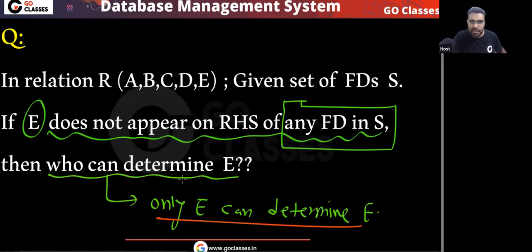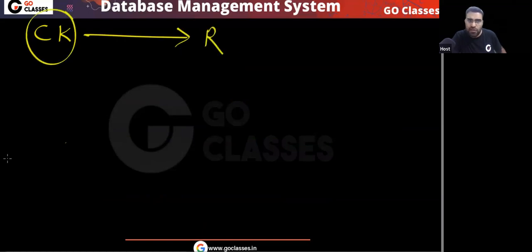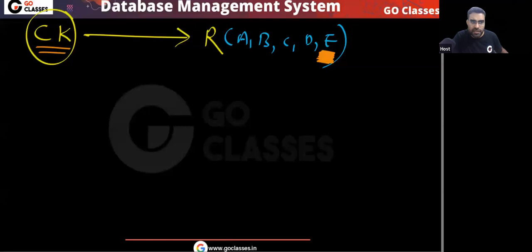So can I say, in this type of situation, that every candidate key will contain E? Remember, a candidate key should derive everything: A, B, C, D, E. But who can derive E? Only E can derive E. So I can say that the candidate key contains E.